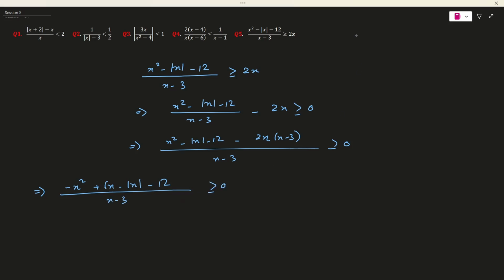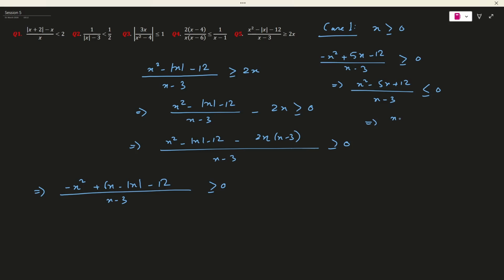Case 1, again make cases: x greater than or equal to 0. Please remember guys, x cannot be equal to 3 also. Why? Domain. Check the domain also. Don't forget to check the domain. X is greater than or equal to 0, so I will have minus x square plus 5x minus 12 by x minus 3 greater than or equal to 0, or same thing, just reverse the sign.